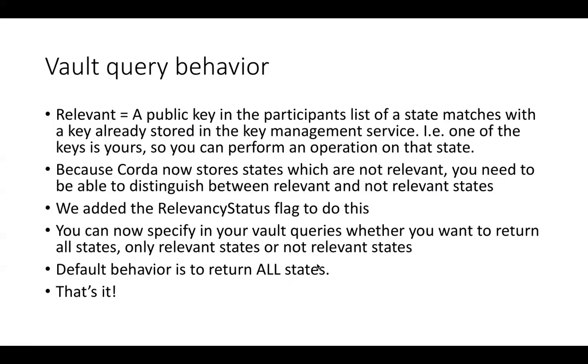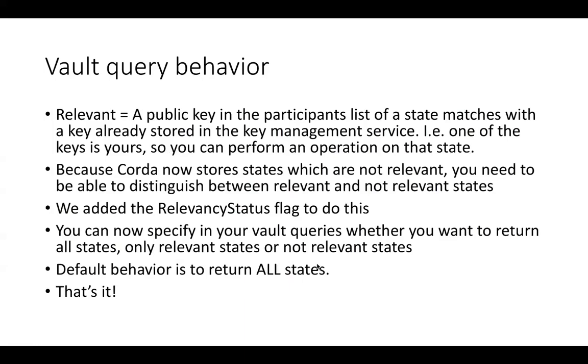So the default behavior in Corda 1 was just to record only relevant states. And this worked because there was no way you could get an irrelevant state in the vault. The assumption was that if you had a state in the vault, it was there because you can do something with it. One of the keys was yours, therefore you could perform an action upon that state. However, when we added the observers feature and people started recording transactions with all visible, there started being states stored in the vault that you couldn't actually do anything with.